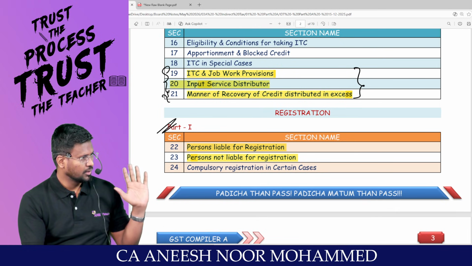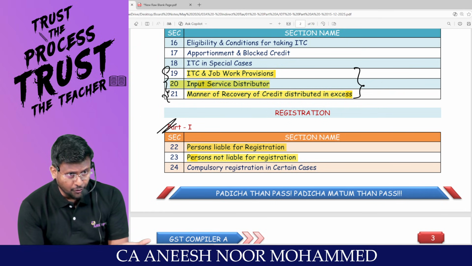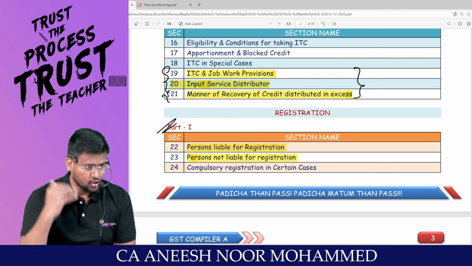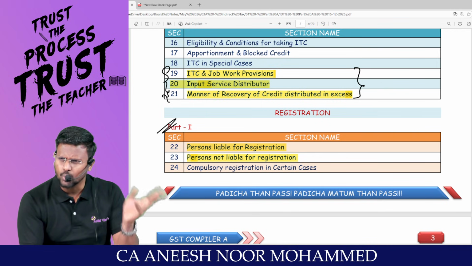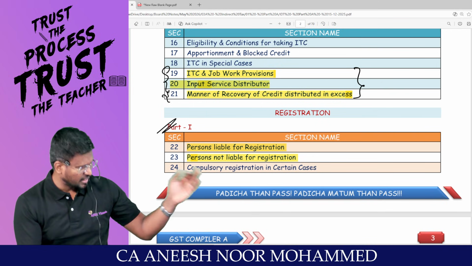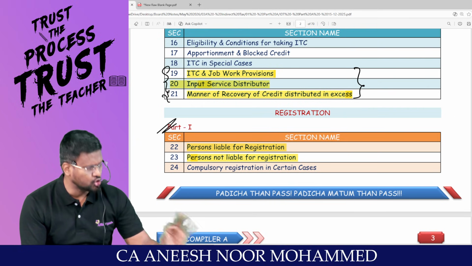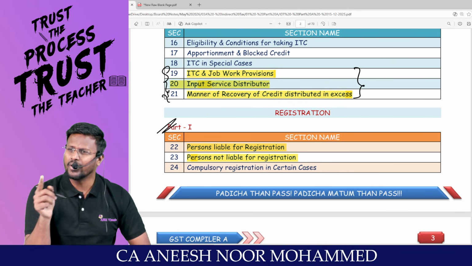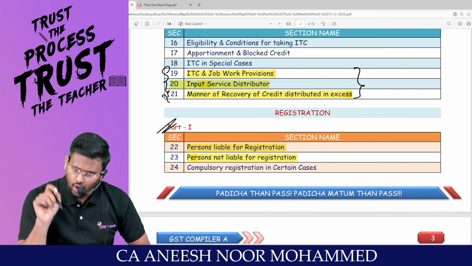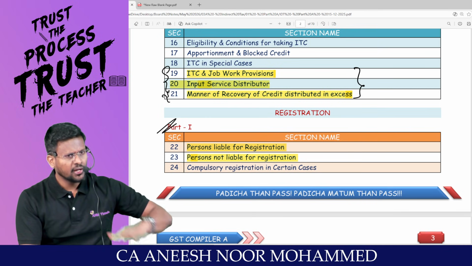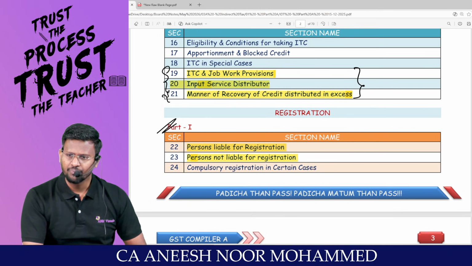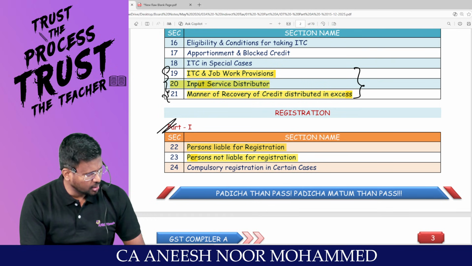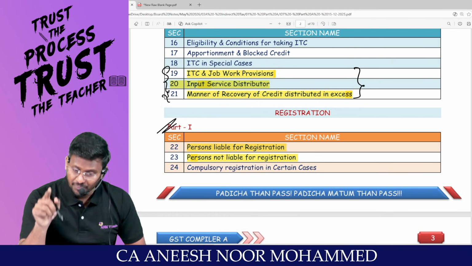So what is section 22? Person liable for registration. If your turnover exceeds the threshold limit, you are liable to take the registration. What is section 23? Person not liable for registration. That means even though your turnover exceeds the threshold limit, you are not liable to take the registration. That means in GST, whether you are liable to take registration or not is based upon the threshold limit. If your turnover exceeds the threshold limit, you are liable to take registration. If your turnover does not exceed the threshold limit, you are not liable to take the registration. Like that, you should not think.